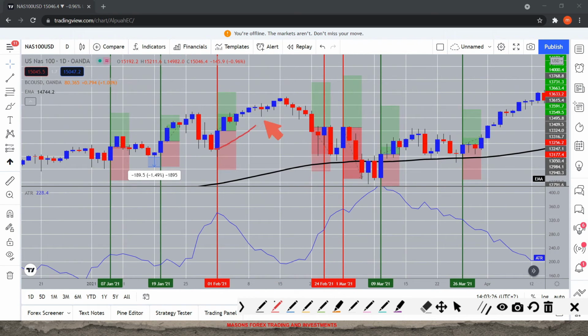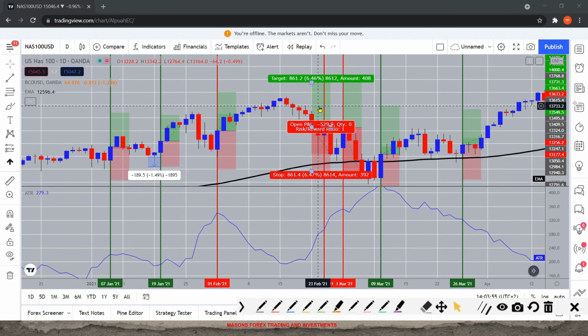So price pushes up, it retraces. We said we need a minimum of 2 candles, and we have more than enough here. Then eventually we get a nice rejection bar, which is this one here, followed by an engulfing bar. E for engulfing bar. So this becomes our entry here.